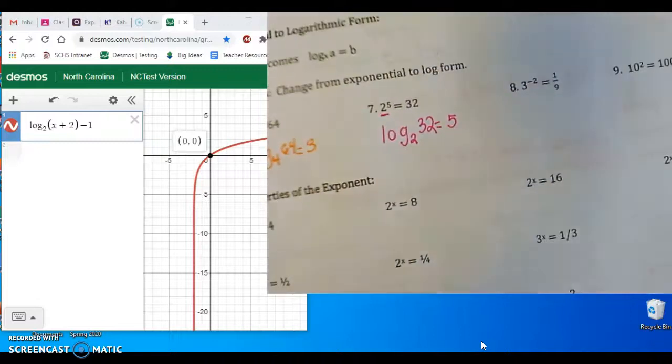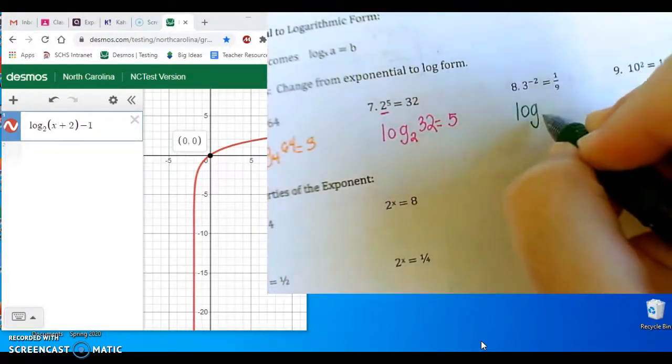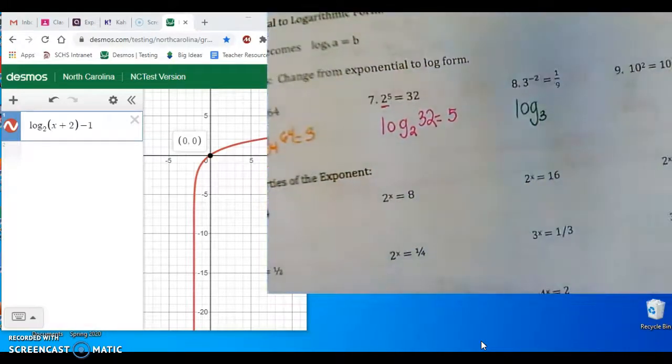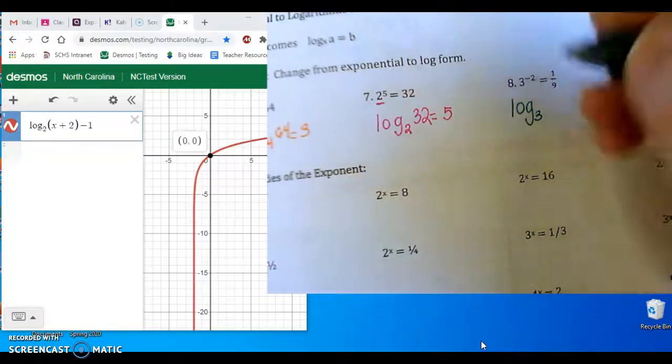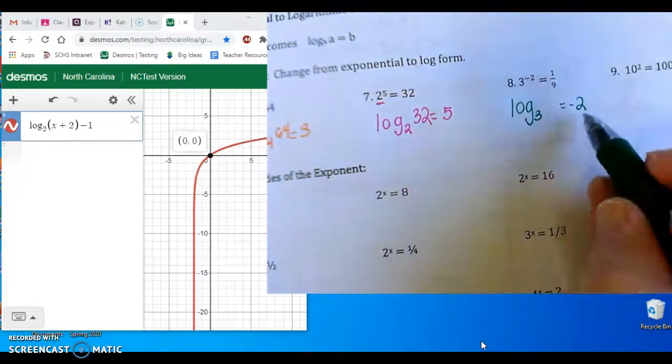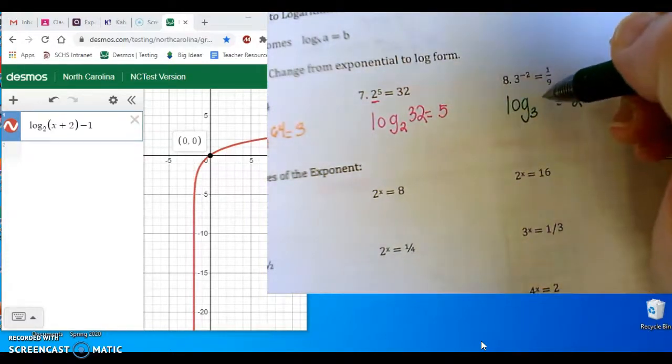All right, let's do another one. The base is 3, so 3 comes down here. So 3 to the negative 2. The power always goes on the other side of the equals. And then 1/9 will go here.